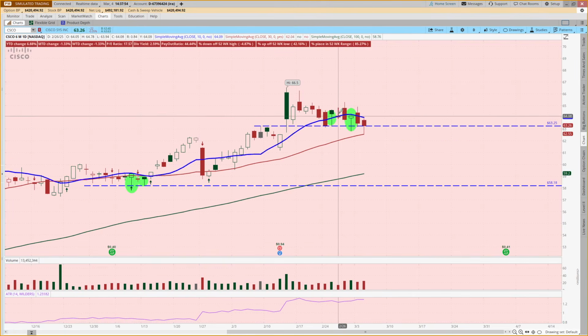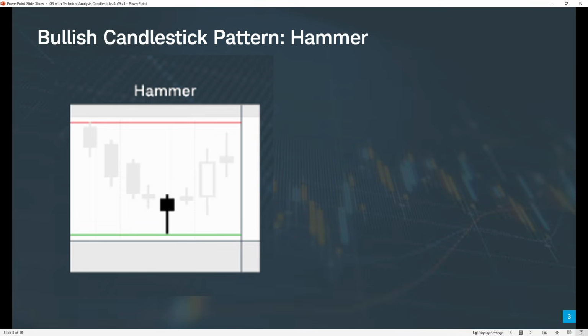And so hammer patterns can be a bullish sign. They can be confirmation of a support level. But again, this is the beginning in a series.